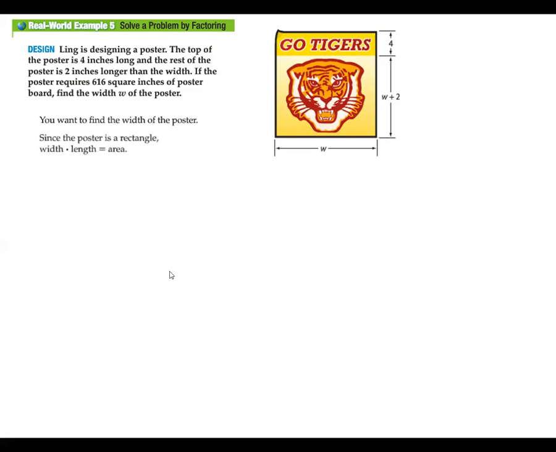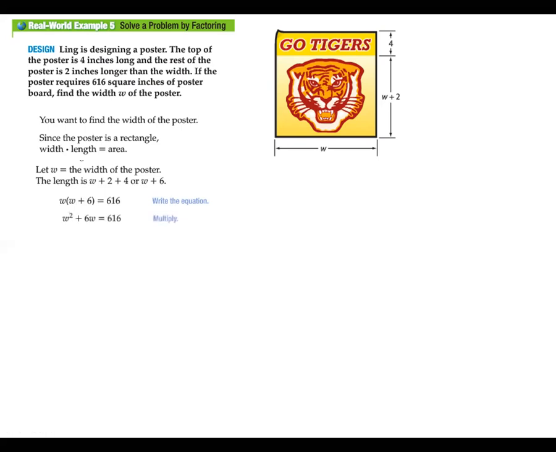Since the poster is a rectangle and you know the area, you know that length times width equals area. So if W is the width, the length is going to be W plus 2, because the length is 2 inches longer than the width, plus the additional 4 inches along the top. So it's going to be W plus 6. So length times width would be W times L equals 616. But L, the length, is equal to width plus 6. So it's W times W plus 6 equals 616.